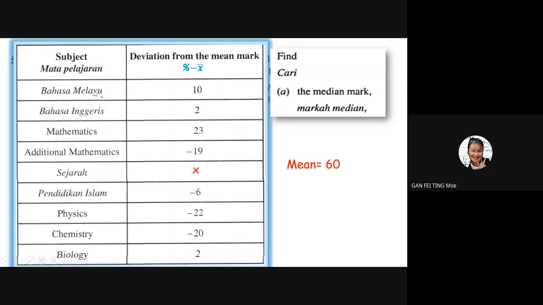Okay, for this Bahasa Melayu, let's say I take this one. I do not know the Bahasa Melayu actual marks berapa. Tapi saya telah diberitahu jarak dia, jauh dia sisihan markah saya dengan markah min adalah 10. Bermaksud peratus markah BM tolak 60 is 10. Maka dengan itu 10 tambah 60 will be 70 your markah for BM. Do you get me?